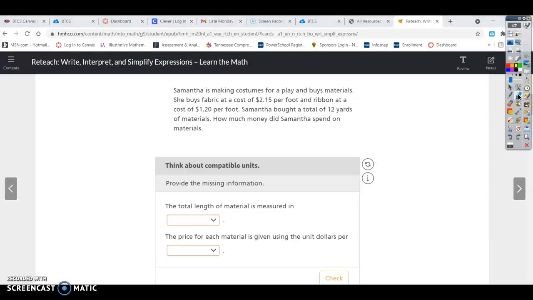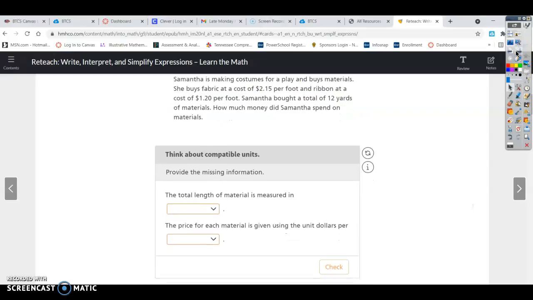So the first thing we can do is say that we have fabric at a cost of $2.15 per foot. We have ribbon at a cost of $1.20 per foot. And she bought a total of 12 yards. So right off the bat, I can see that she's bought this per foot, and she's got a total of 12 yards. So we've got different units of measurement. So be aware of that as we look through these.